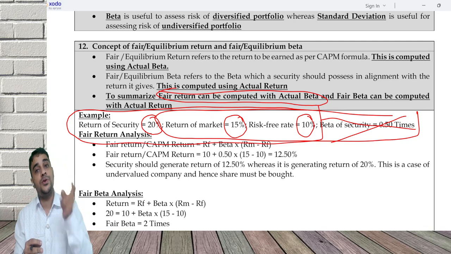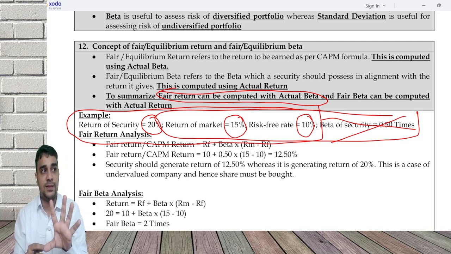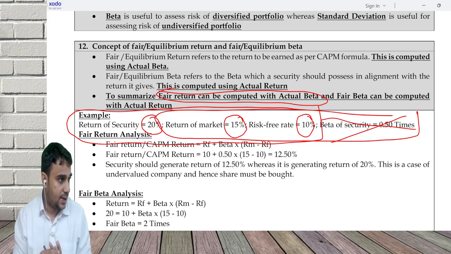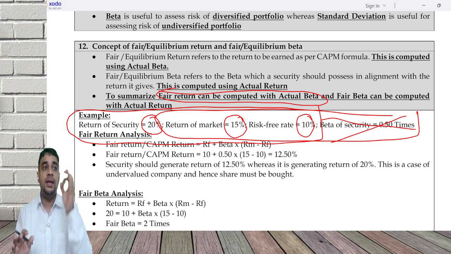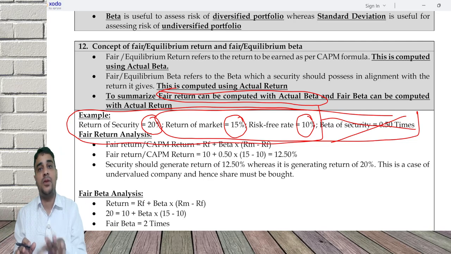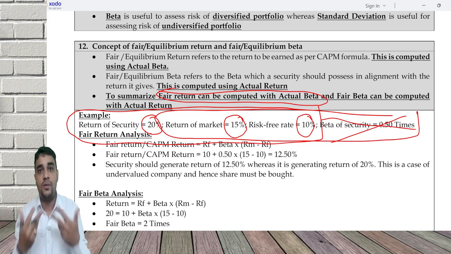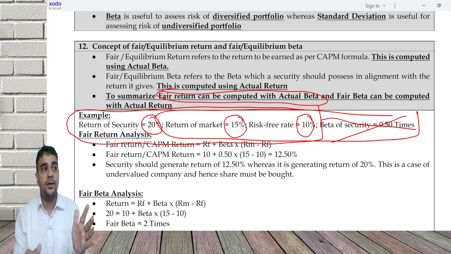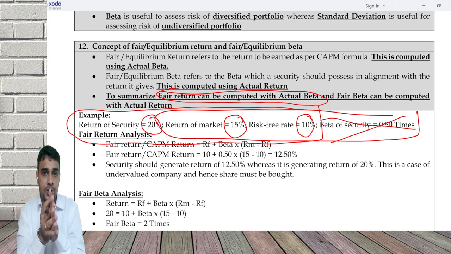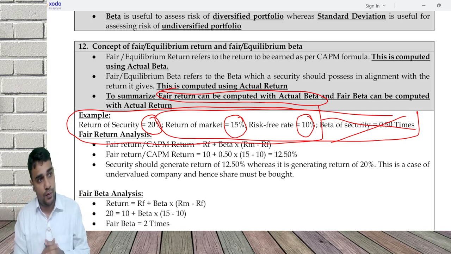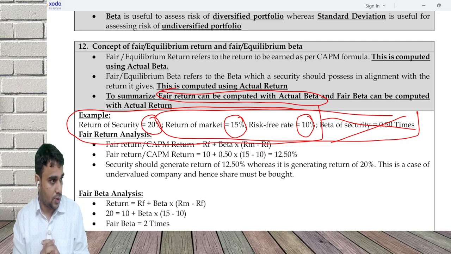And the other way around, you should generate 12.5. Return is easy to understand. Beta could be a little difficult to understand, but to cut it short, you cannot say fair return will be calculated with fair beta. Nothing like that. Then there is no undervalued, no overvalued. Fair return, actual beta. Fair beta, actual return. That's the linkage, and that can lead to undervalued or overvalued. Any doubts on this first?